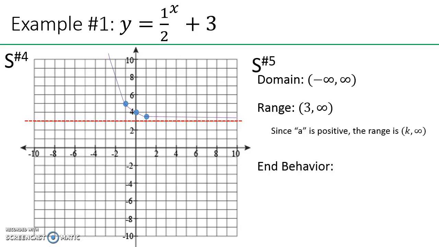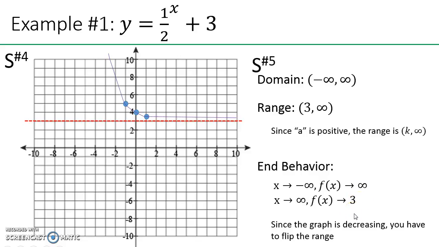Now look at my end behavior. On my end behavior, it's made up of my domain and my range values. But since my graph is decreasing, I got to flip my range. So this is the first value in my domain. This is the second value in my domain. And like I said, because I got to flip my range, now my first value goes here and my second value goes here. If this was an increasing graph, it'll be first and second. But since it's decreasing, the first is here and the second is here.